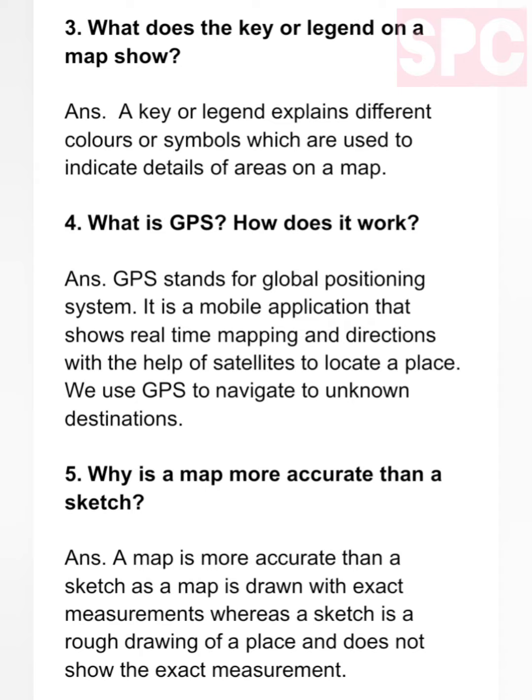Question number 3. What does the key or legend on a map show? Answer. A key or legend explains different colors or symbols which are used to indicate details of areas on a map. Question number 4. What is GPS? How does it work? Answer. GPS stands for Global Positioning System. It is a mobile application that shows real-time mapping and directions with the help of satellites to locate a place. We use GPS to navigate to unknown destinations.